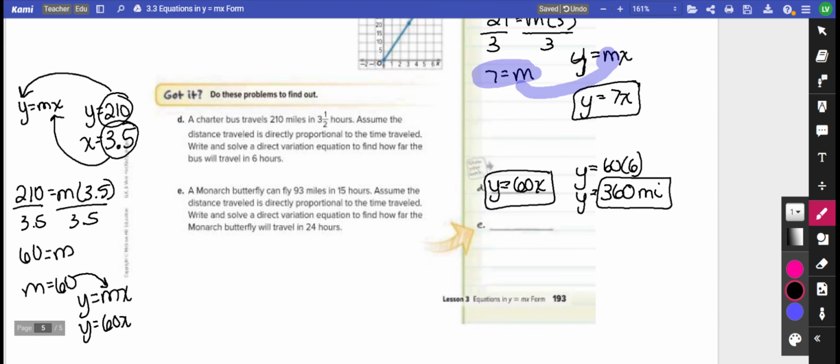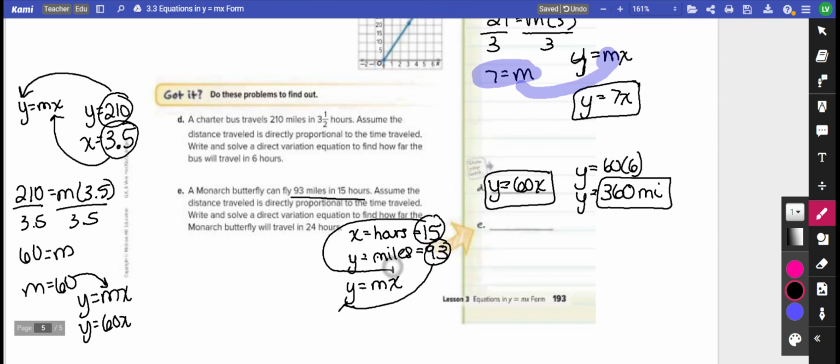Letter E, a monarch butterfly can fly 93 miles in 15 hours. Assume the distance traveled is directly proportional to the time traveled. So that means that x is going to be hours. In this case, it's 15. And y is going to be miles, which in this case is 93. I got that information from the first sentence. So if I use the equation y equals mx, I'm going to plug my y of 93 in for y and my x in for the x.